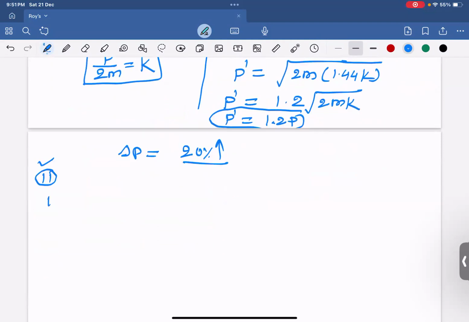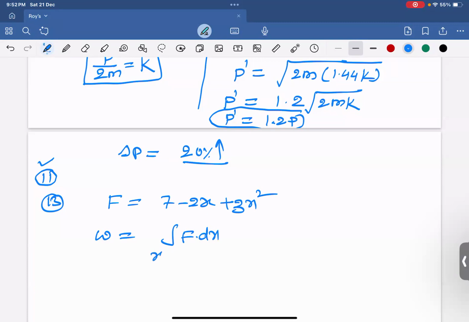Now, if a variable force is there, one question I'll take. This is question number 13. As you can see, F is a variable, it is 7 minus 2x plus 3x square. So for a variable force, what do we do? We integrate F with respect to x, right, Neil? Yes, sir. So here we will integrate 7 minus 2x plus 3x square, moving from 0 to 5.